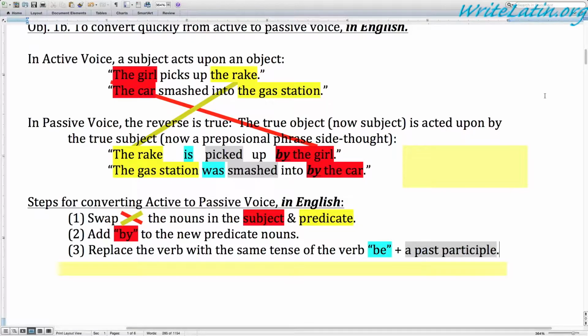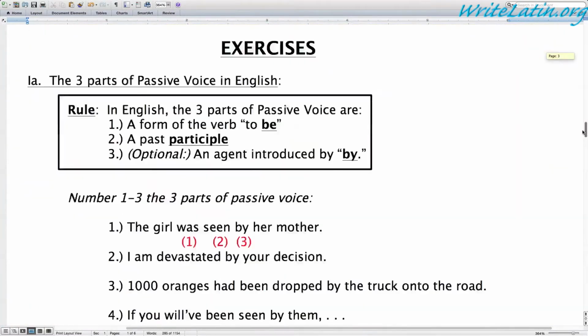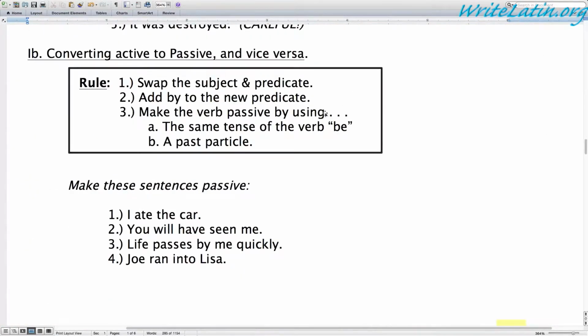All right, let's try that. If you forgot those three rules, well, they're still in the box. Make these sentences passive. Number one, I ate the car. I'll do the first one for you. The car was eaten by me. You try 2 through 4. Stop the video, and in a second I'll put up the answers.